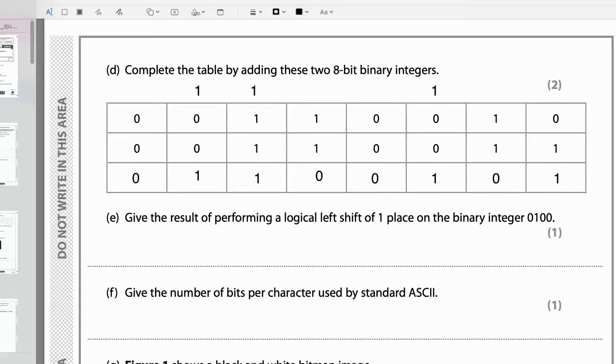So we'll just look at what we've done. Now the top number there is 50, and the bottom number is 51. So 50 plus 51 should give me 101, and if I look at the answer that I've got, 64 plus 32, that's 96, plus 4, that's 100, plus 1, that's 101, so that answer is correct. So move on to E.